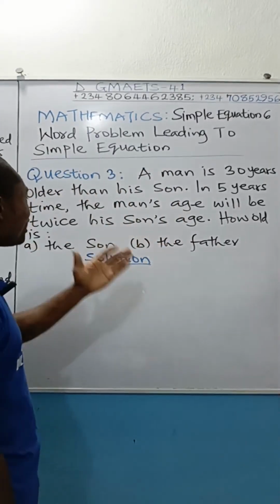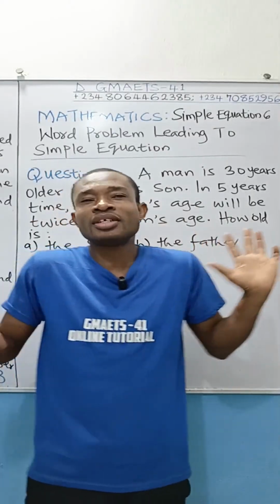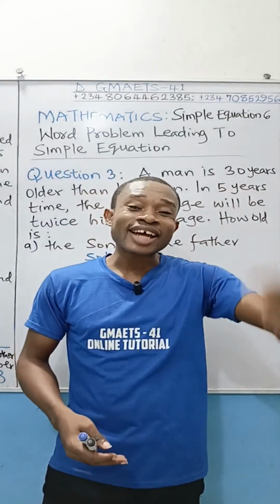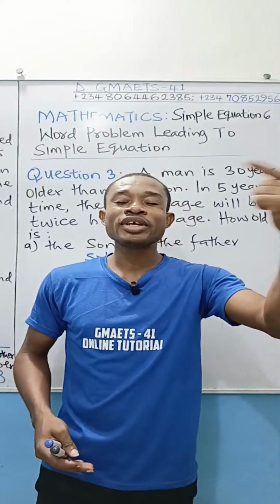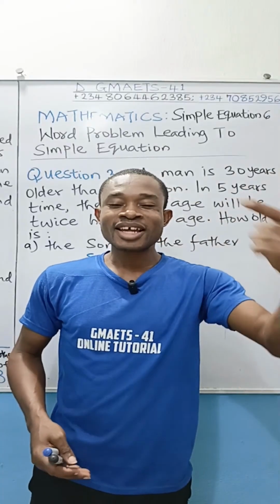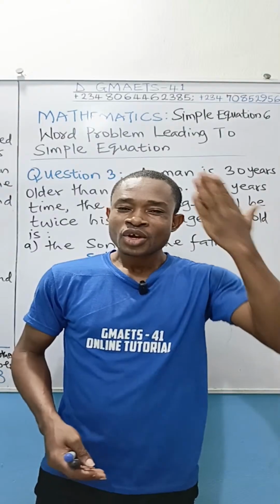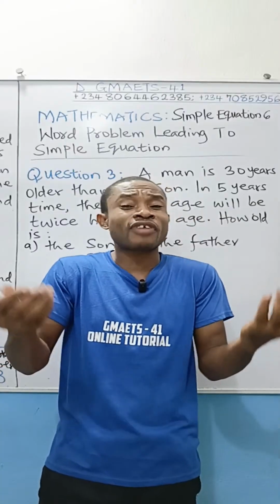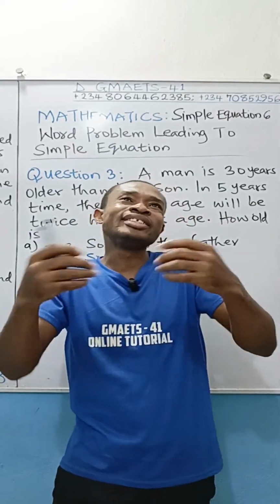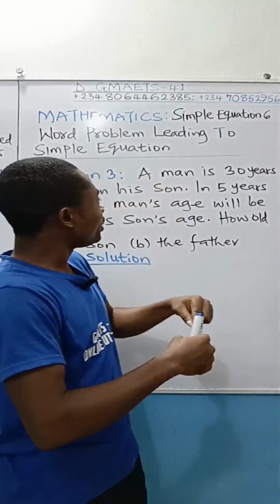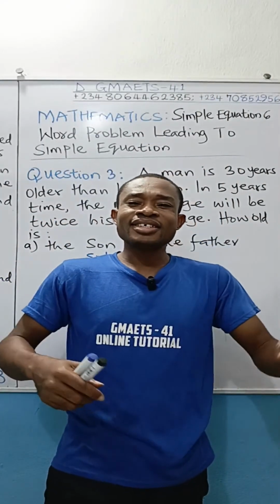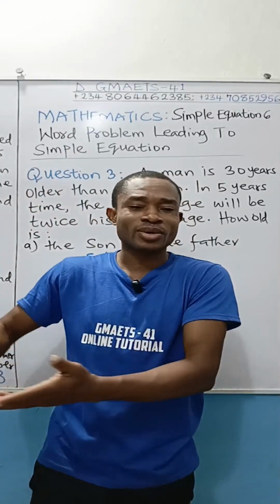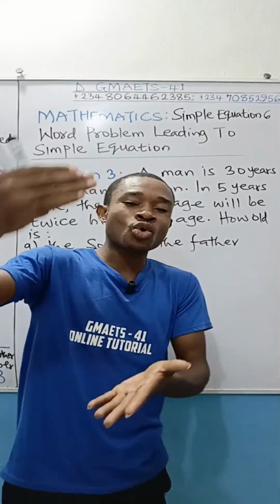A man is 30 years older than his son. So we know that the man is 30 years older than his son. How can we interpret that English sentence? We just simply have to assume, if the son is 5 years now, or the son is 10 years, then the father will be 30 years ahead. If the son is 10 years, the father will be 40 years, because the father is always 30 years older.